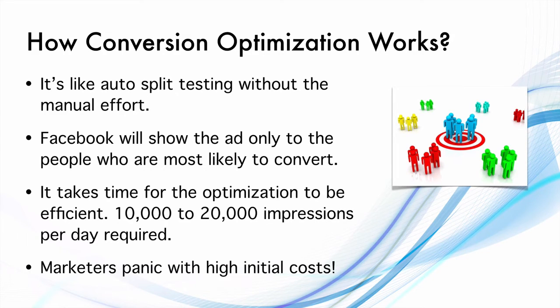So what happens is that many marketers start a conversion optimized ad. They run it for a few days with a very low budget, and they see that their cost per conversion is very high, and they start panicking. But if you let it run for a longer time, get more impressions, and let Facebook learn which audience is likely to convert, then Facebook will start showing the ad only to this audience, right? So don't panic with the high initial cost.